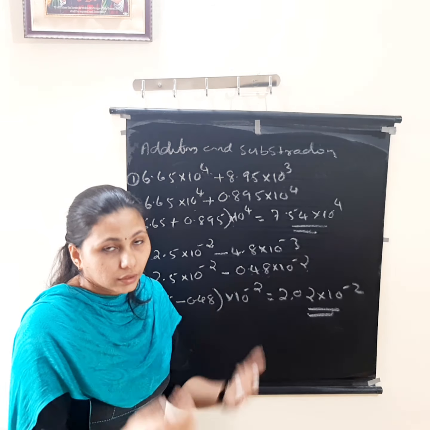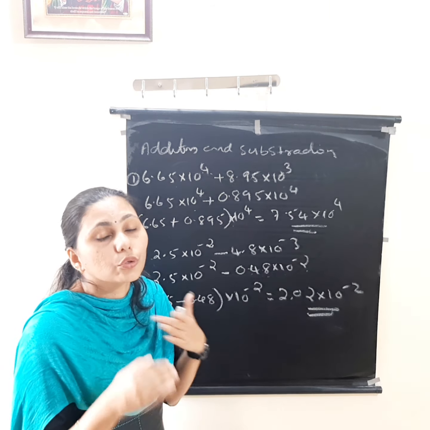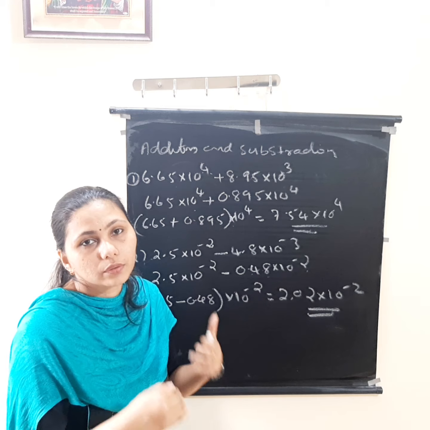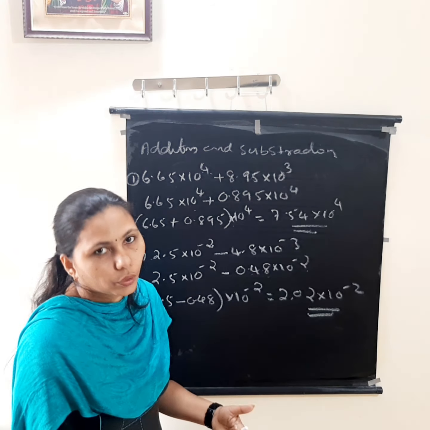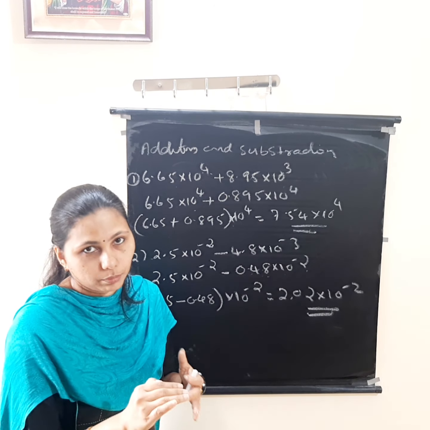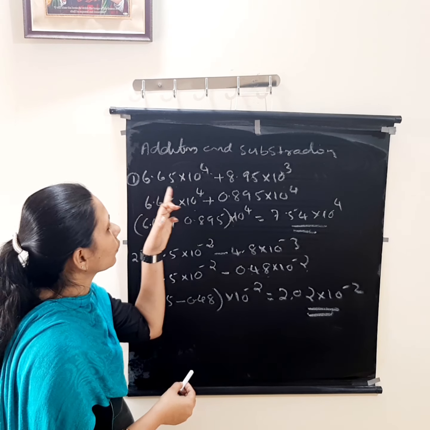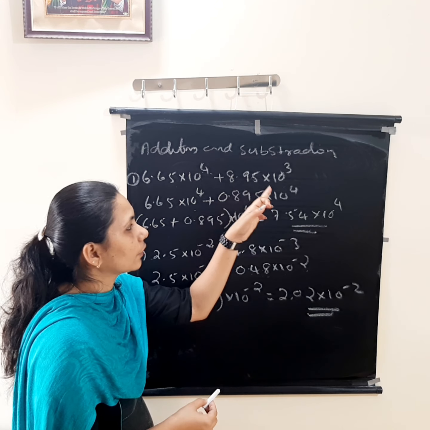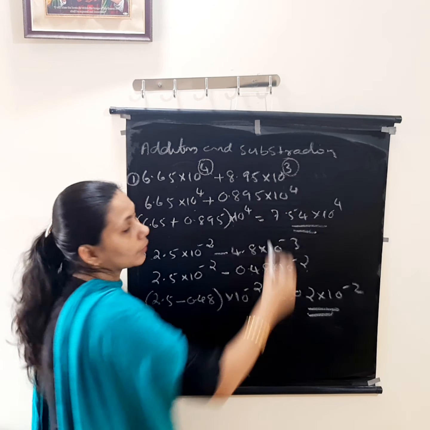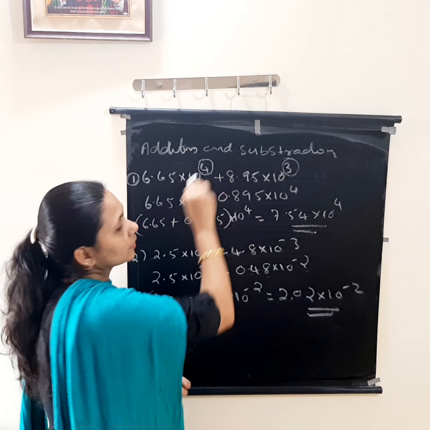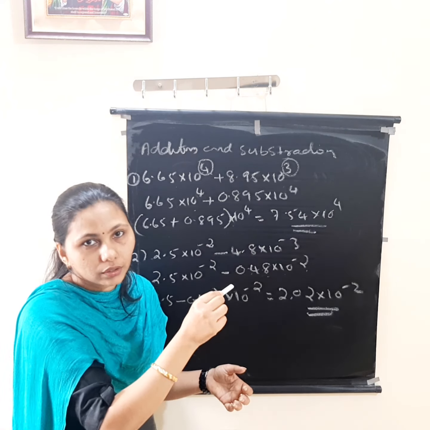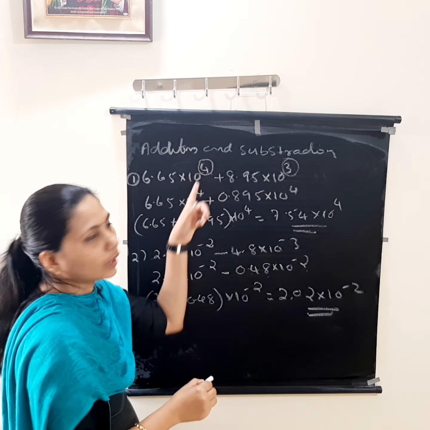Here, in the given numbers, we have to make the exponents equal first. Exponents the same first, then we can do the subtraction or addition. So the first thing is we have to make the exponents of the numbers the same. For example, here 6.65 into 10 raised to 4 plus 8.95 into 10 raised to 3. Here you can see in the first term the exponent is 4 and in the second term the exponent is 3. So we have to first make these equal. Either 4 or 3, any one you can select. I am selecting 4 as the common.